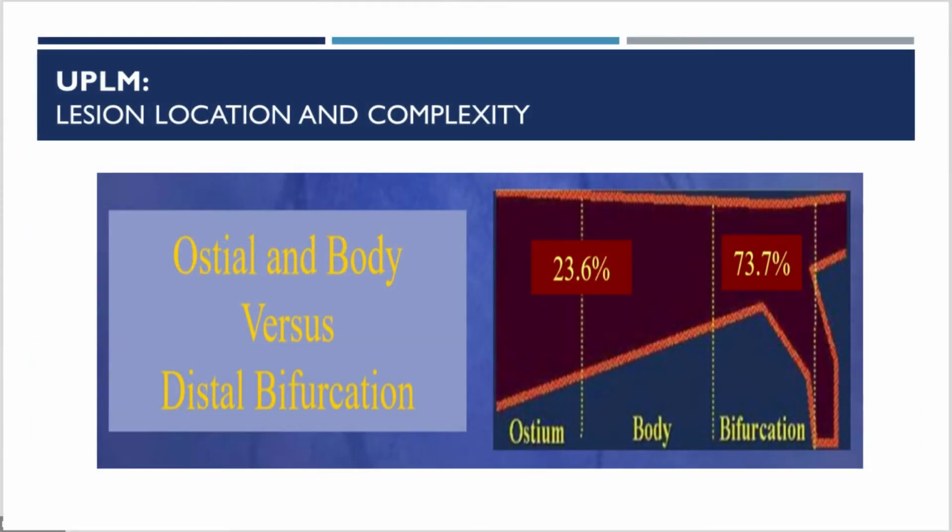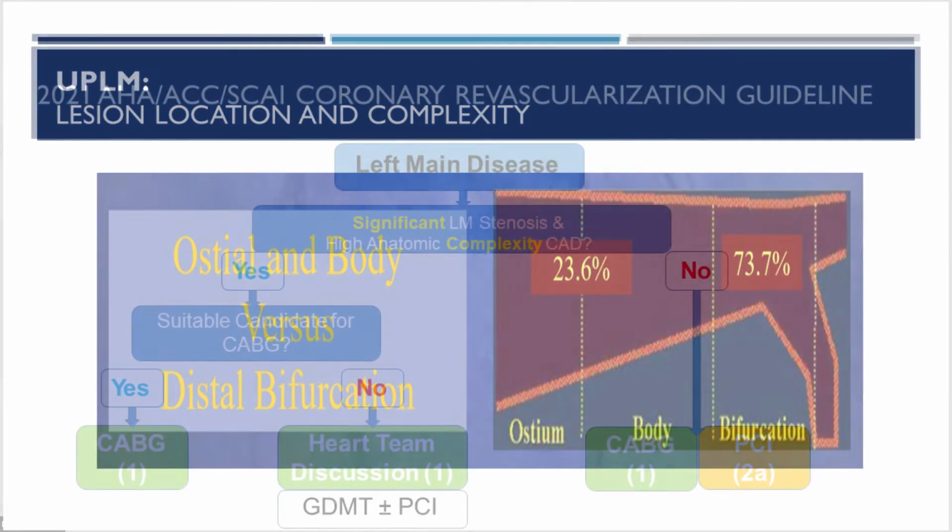So let's see if you know the coronary anatomy of the left main. Actually, one quarter of cases are body and ostial lesions, and three quarters are due to distal left main bifurcation lesions. If you critically evaluate, in most cases, distal left main bifurcation lesions are really complex PCI cases.